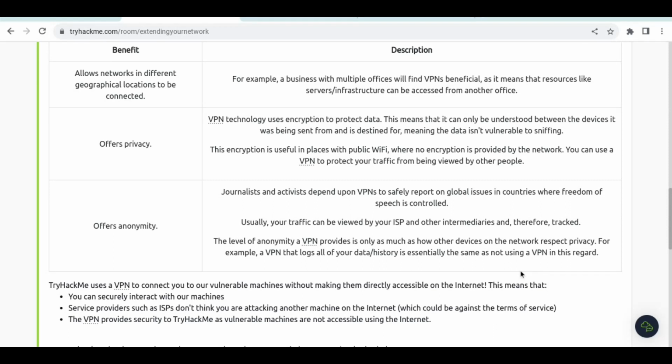It also offers privacy. VPN technology uses encryption to protect data. This means that it can only be understood between the devices it was sent from and is destined for, meaning the data isn't vulnerable to sniffing. This encryption is useful in places with public Wi-Fi, where no encryption is provided by the network. You can use a VPN to protect your traffic from being viewed by other people.